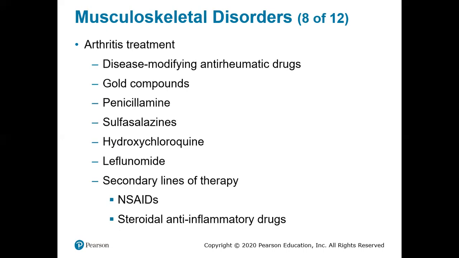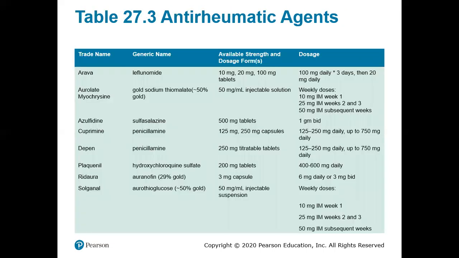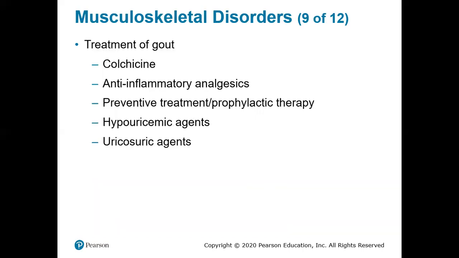Arthritis treatment. Disease-modifying anti-rheumatic agents, or DMARDs: gold compounds, penicillamine, sulfasalazines, hydroxychloroquine, leflunomide, and some secondary lines of therapy would include NSAIDs or steroidal anti-inflammatory drugs. Table 27.3, anti-rheumatic agents, can be found on page 426 in the textbook.